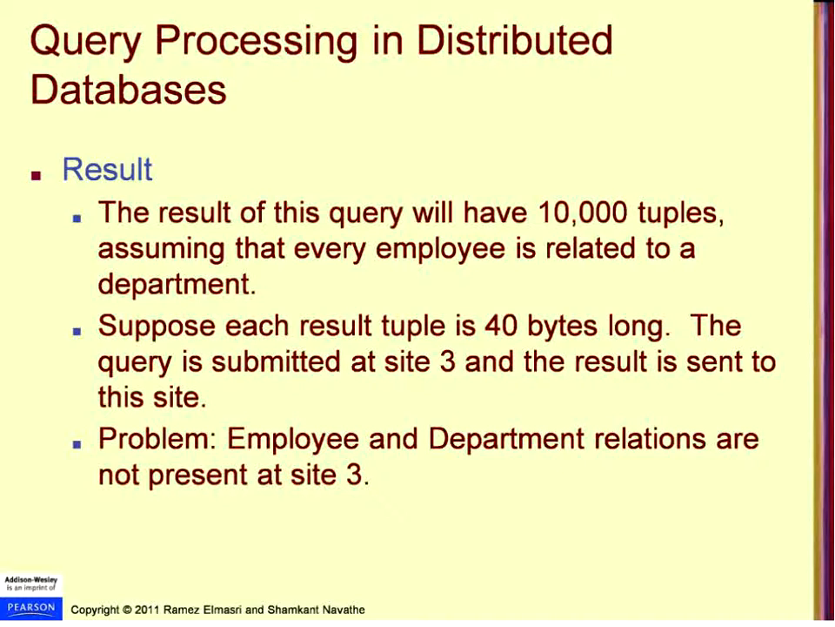Now how is the query executed? The query is submitted at site 3. We are assuming that at site 1 we have the employee relation, at site 2 we have the department relation, but we are going to collect the results at some other site, which is site 3. We want to send the results to site 3. The problem is that the employee and department relations are not present at site 3, so site 3 needs to produce results by collecting the data from site 1 and site 2.